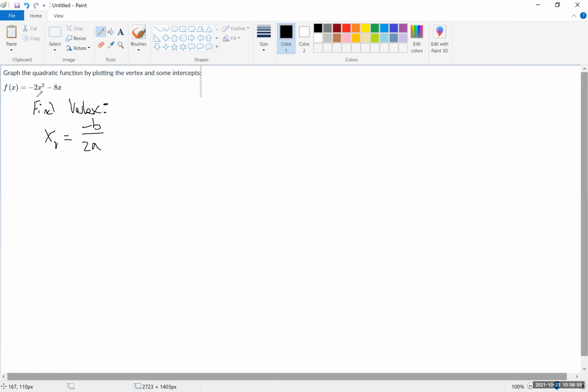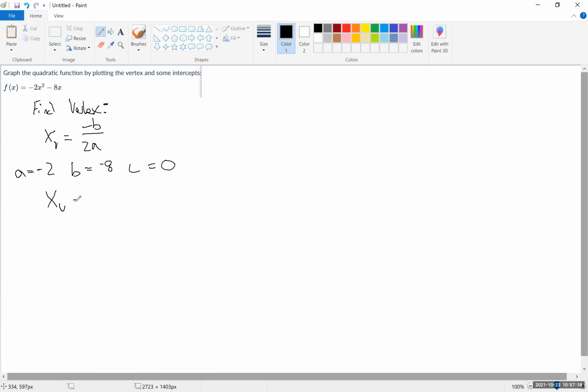The number in front of x squared is a, which is negative 2. B is the number in front of x, which is negative 8. C is the number all by itself. In this case, C is actually 0. So C is 0, and we're going to plug it into the formula.